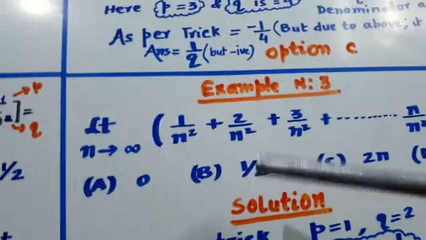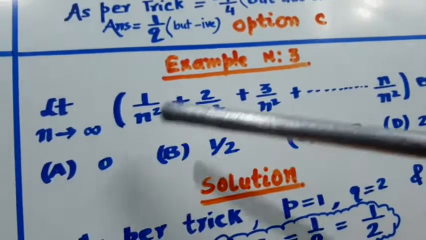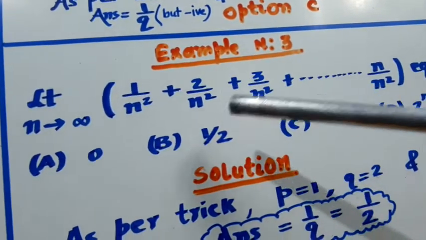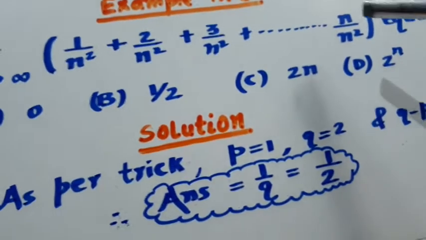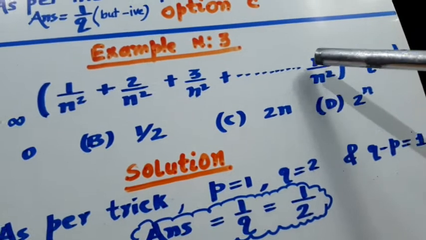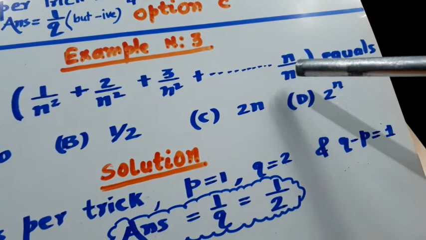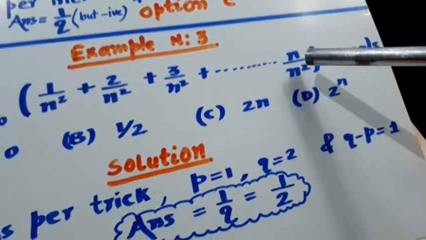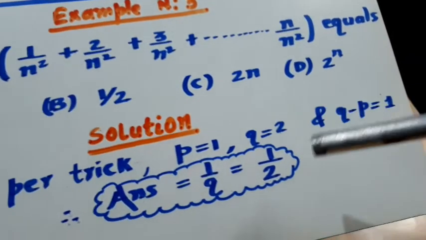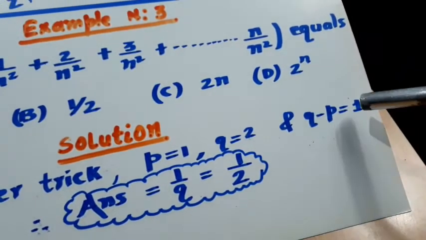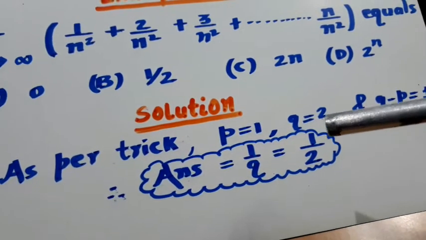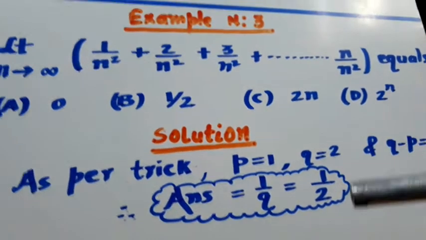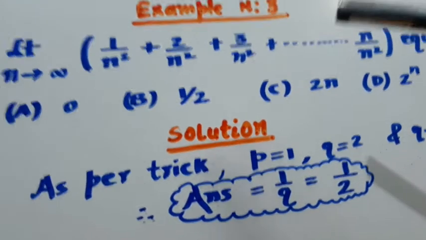Example number 3. Limit n goes to infinity, 1 over n square, 2 over n square, 3 over n square, and so on up to n over n square. Now here n raised to power 1 is there, and here n raised to power 2 is there. P is 1, q is 2. So q minus p will be 1. So the answer will be 1 over q, that is 1 over 2. Question is done. Very simple.